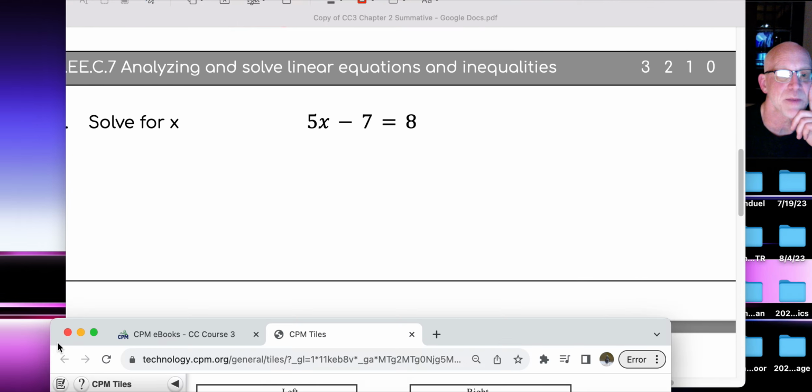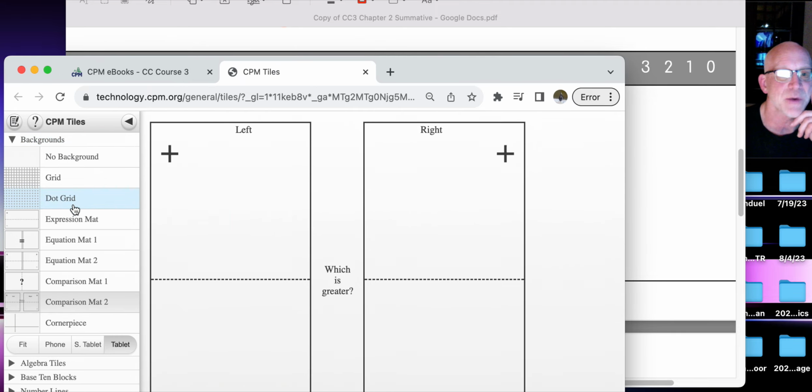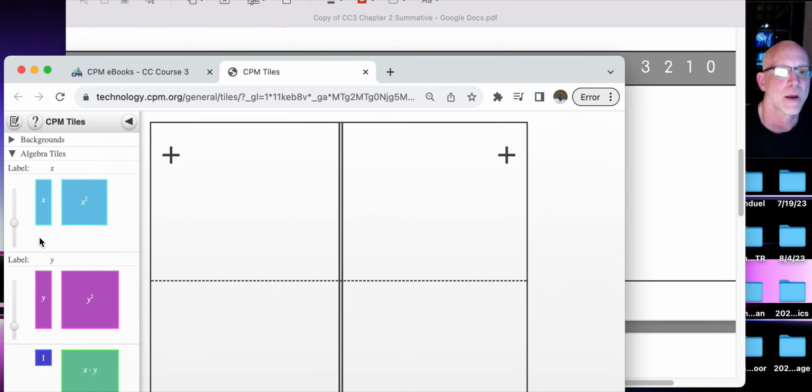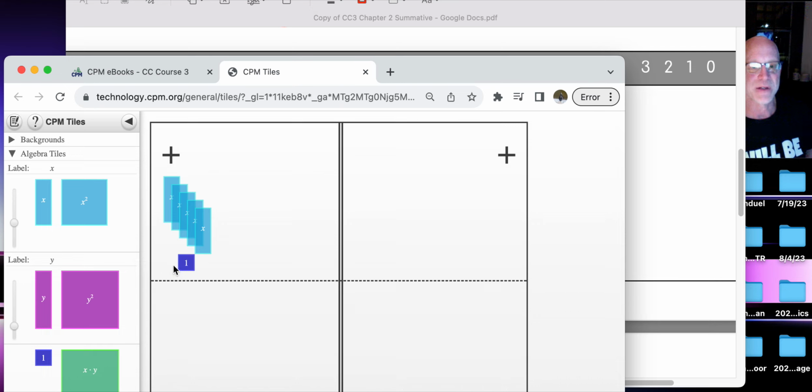Okay. So we'll pull up equation mat number 2. How do we find equation mat number 2? We go into here and we want 5x minus 7 equals 8. So we'll put 5x's here. 2, 3, 4, 5. Minus 7. 2, 3, 4, 5, 6, 7. And then we said equals positive 8. 2, 3, 4, 5, 6, 7, 8.